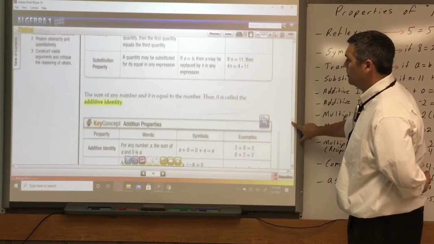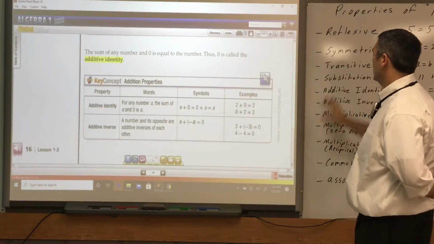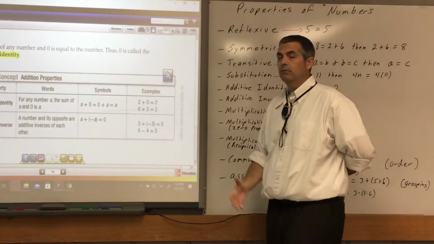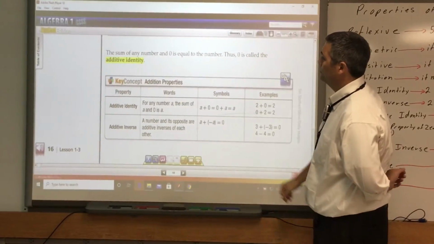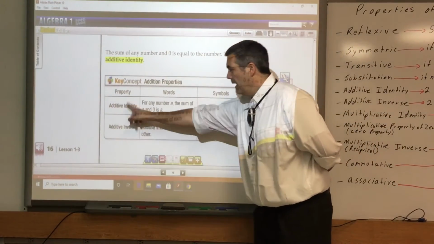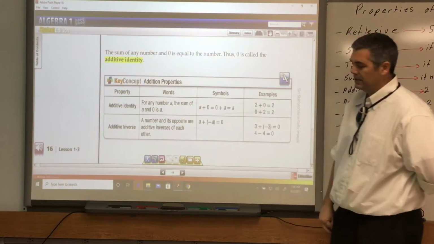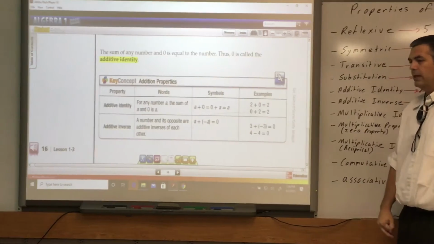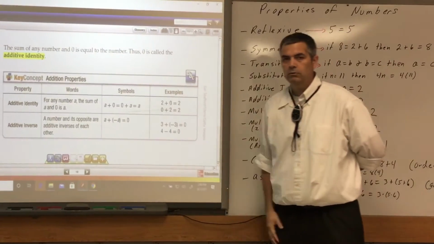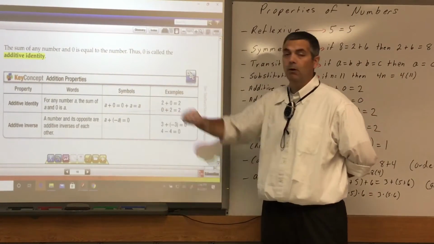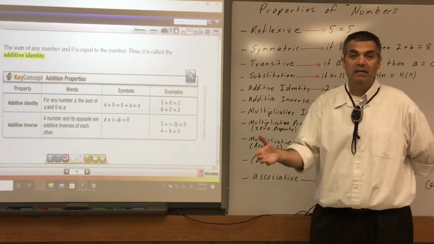Keep going, and I'm going through these pretty quickly because you can pause this and write it down, and I don't want you to spend a lot of time watching this. All right, so additive identity. For any number A, the sum of A and 0 is A. So like 2 plus 0 equals 2. You've seen this identity property before. That's what that is. It's an identity property.